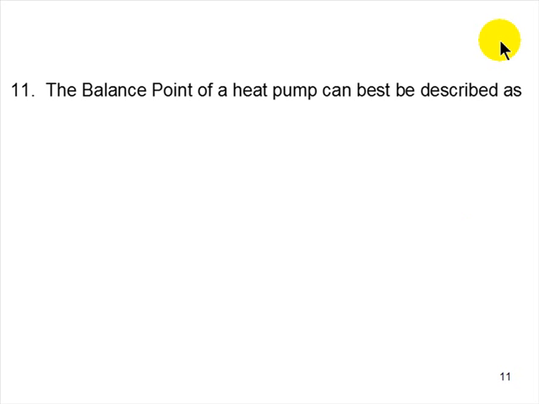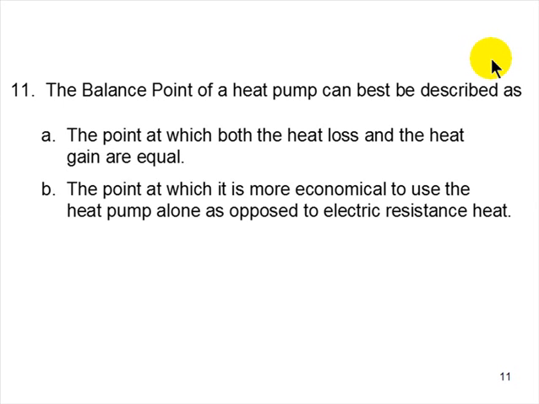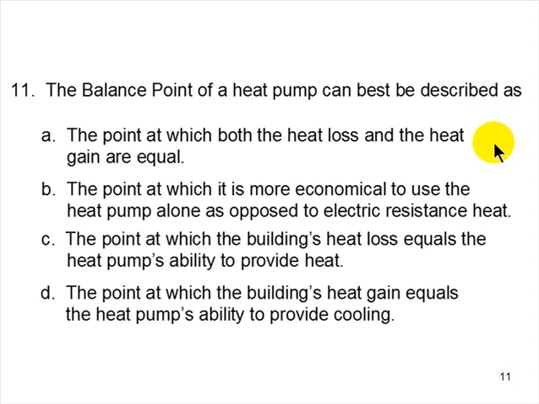Eleven. The balance point of a heat pump can best be described as the point at which both the heat loss and the heat gain are equal, the point at which it is most economical to use the heat pump alone as opposed to the electric resistance heat, the point at which the building's heat loss equals the heat pump's ability to provide heat, or D, the point at which the building's heat gain equals the heat pump's ability to provide cooling. What do you think the balance point is? Yeah, the point at which the building's heat loss equals the heat pump's ability to provide heat.